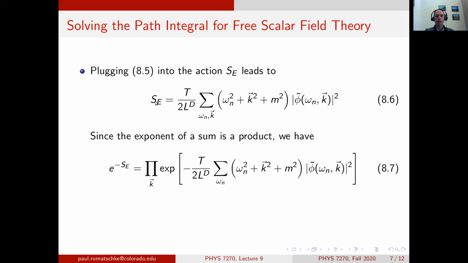Since the Euclidean action is in the exponent, and since the Euclidean action is a sum, we have the exponent of a sum. The exponent of a sum is a product, so we can write e to the minus S_E as a product over the Fourier wave numbers k times the exponential of whatever is left, which is just a sum over these Matsubara frequencies.